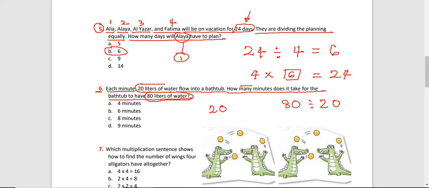Okay? And if you look at this, the 0 in the ones place can cancel because you are dividing, and you are left with 8 divided by 2. And 8 divided by 2 will give you 4. The answer is 4 minutes.